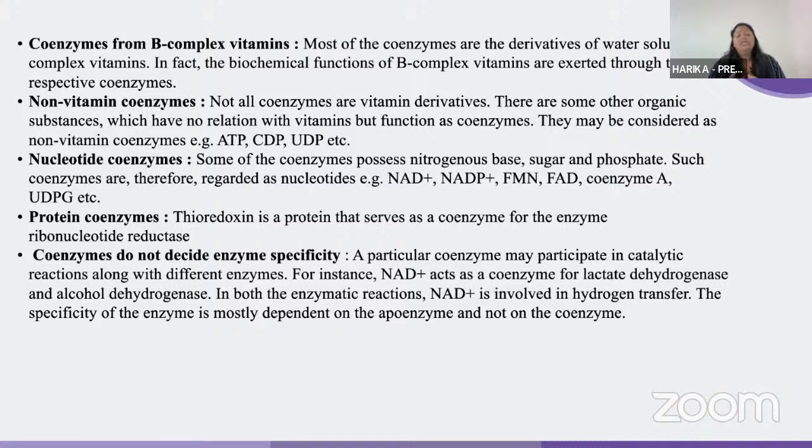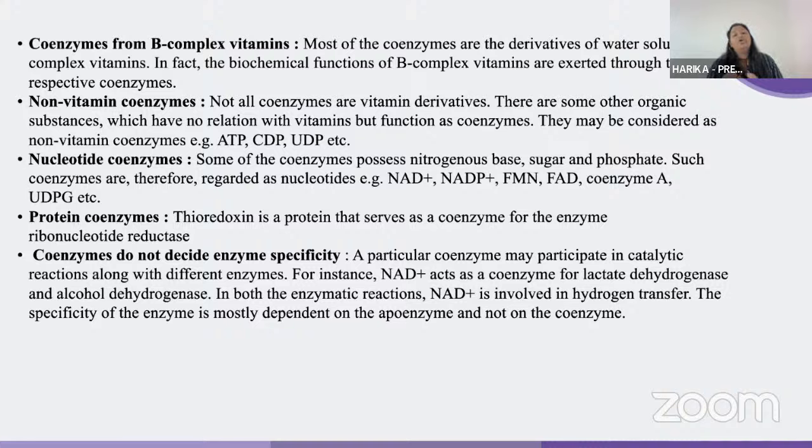Nucleotide coenzymes. These types of coenzymes possess nitrogenous bases, sugar and phosphate. These coenzymes are therefore regarded as nucleotides. Examples: NAD plus, NADP plus, FMN, FAD, coenzyme A, UDPG, etc. These are nucleotide coenzymes. Protein coenzymes: thioredoxin is a protein that serves as a coenzyme for the enzyme ribonucleotide reductase.